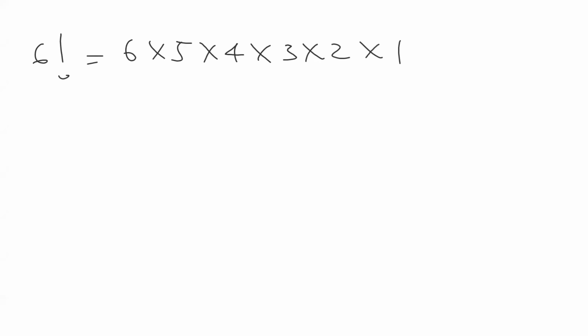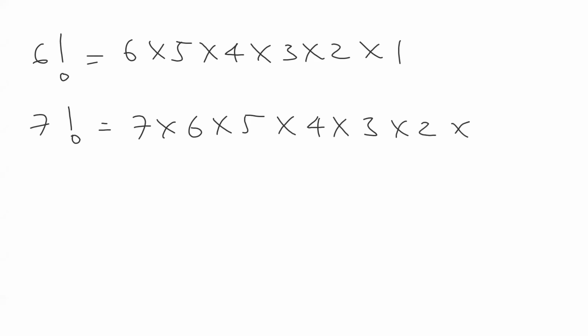So we'll try and understand how factorials work. 6 factorial is equal to 6, 5, 4, 3, 2, 1. Then 7 factorial is 7, 6, 5, 4, 3, 2, 1.